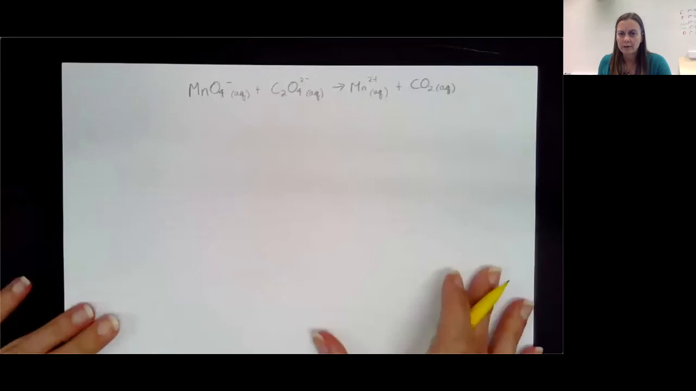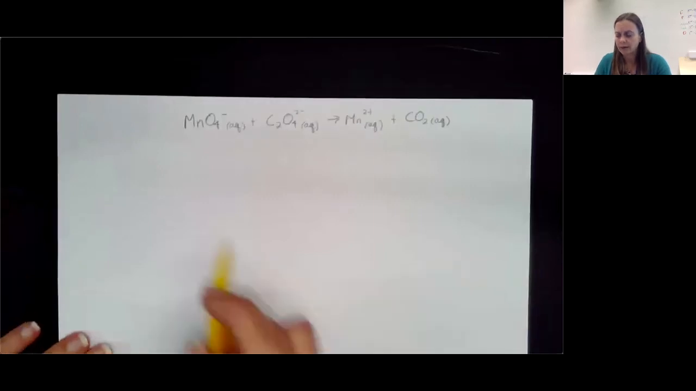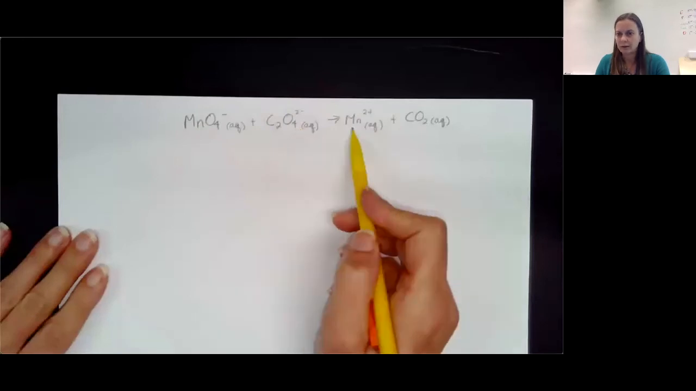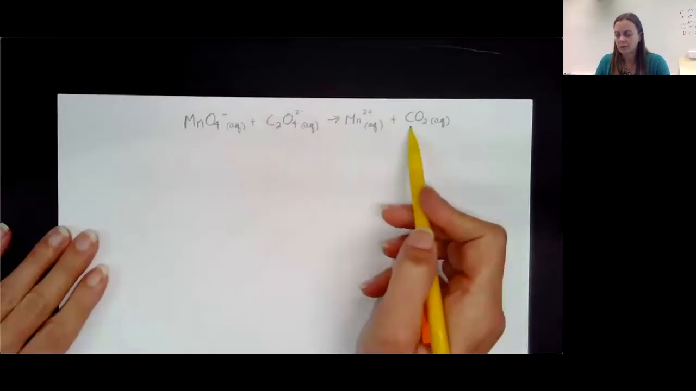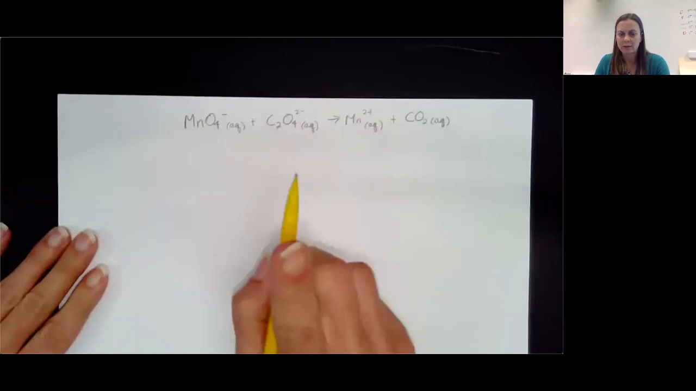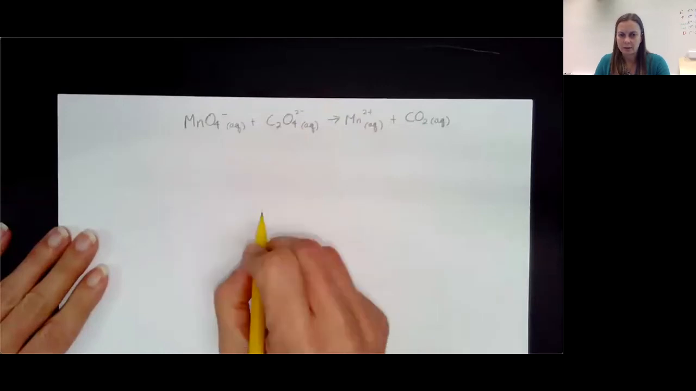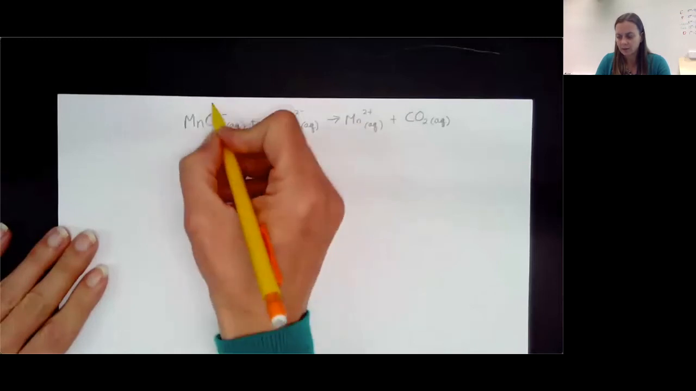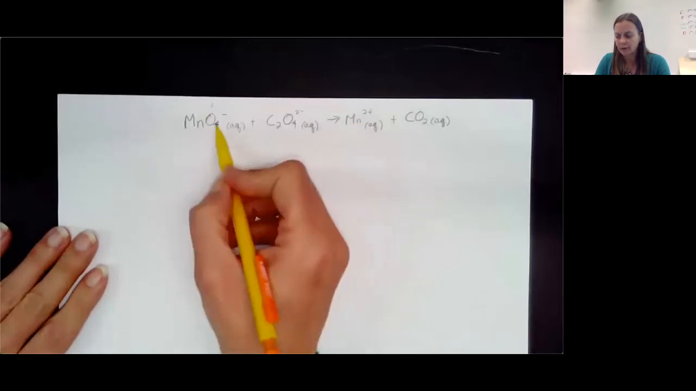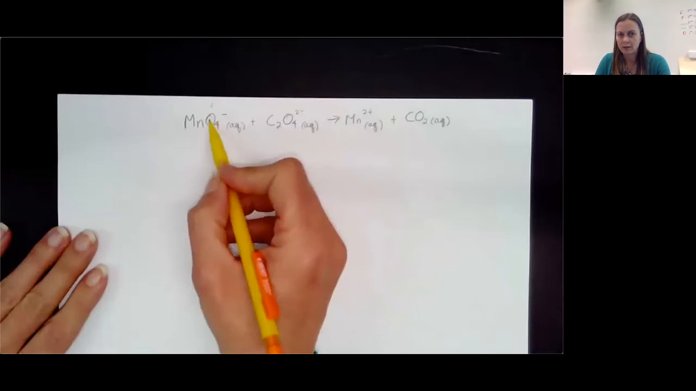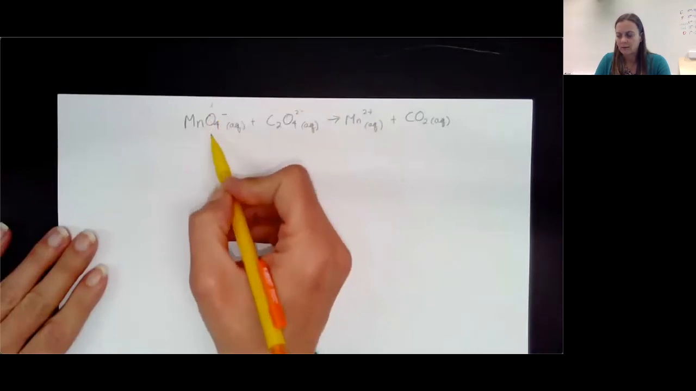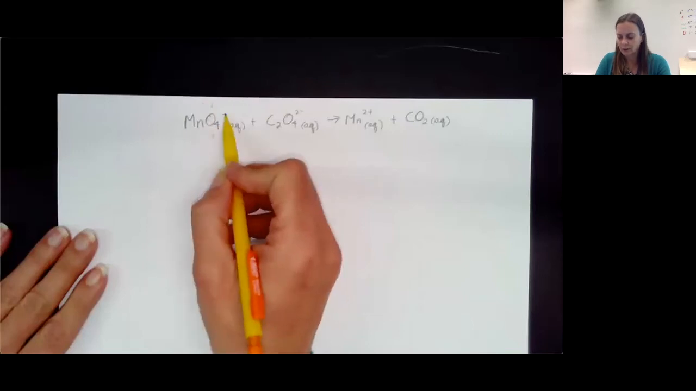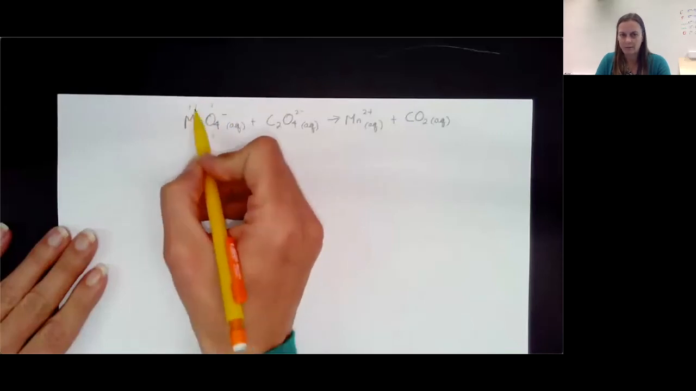So here's our reaction. We have the permanganate ion and the oxalate ion and the manganese 2 ion and carbon dioxide. So our first step is going to be to assign oxidation states. So I look at my oxygen, I see that it's a -2. There are 4 of them, so that gives me a total of -8. -8 plus something equals -1, so I know this must be a +7.